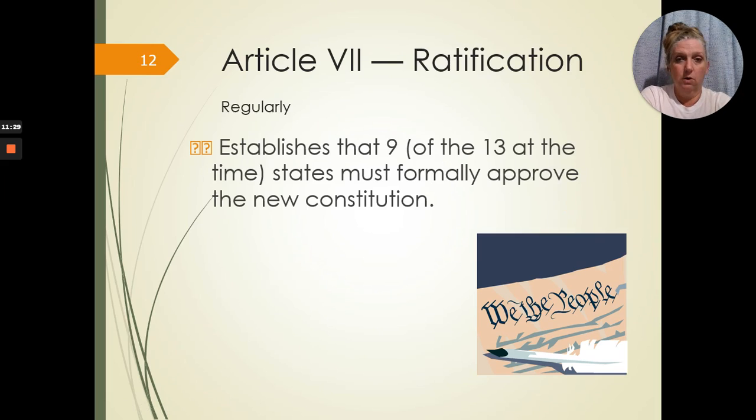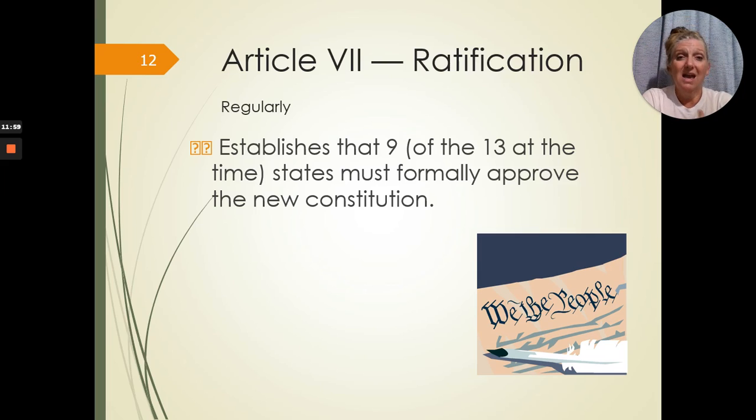And then our final article, which is Article 7, which is ratification, and in our sentence, large elephants jump slowly and sit regularly. Ratification goes with "regularly." So this essentially establishes that 9 out of the 13 states at the time of 1787 must formally approve of the new Constitution. Okay, so we needed 2/3 of the states at the time.